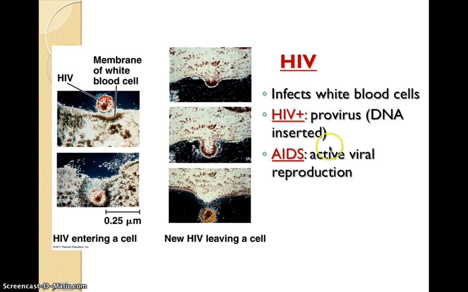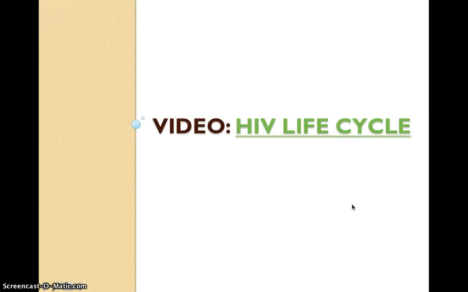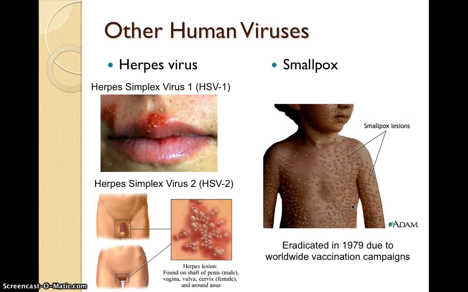Furthermore, you also hear the word AIDS. The word AIDS means the virus has actively started to reproduce itself, so you start having new HIV, new retroviruses, leaving the white blood cell. That's what those two terminologies mean. And again, I'll show you the video. I'll give you the link.